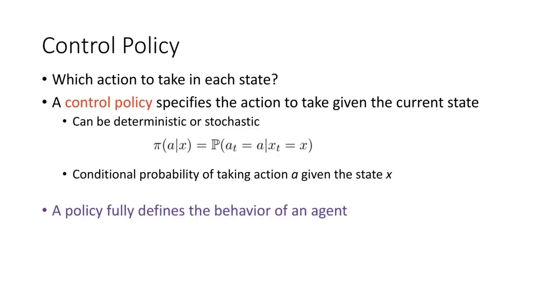Now, a policy will fully define the behavior of an agent. You don't even need to think about the reward or the environment, because if you already decide that this is the policy that the control agent is going to take, for example, think about developing a control policy for an autonomous car or a toy car. If the control policy is always go forward, you know that irrespective of the reward, the agent is going to follow the control policy, which is always go forward. And that essentially fully defines the behavior of the agent.